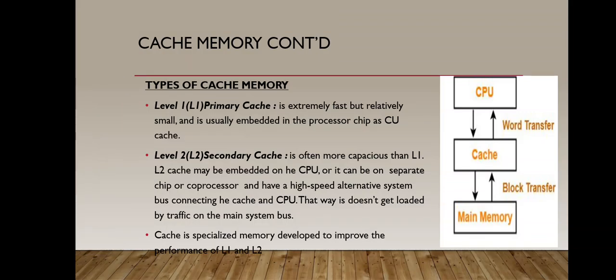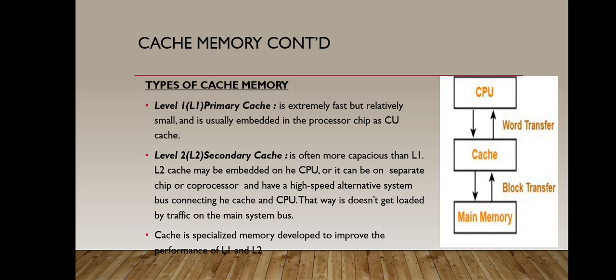Now in cache memory we have the types of cache memories, that's the levels of the cache memory. Now the level 1, which is the primary cache, or actually all the types of cache memory are used to reduce access times and latency. So with level 1, that's the primary cache, is extremely fast, but relatively small, and is usually embedded in the processor chip, also known as the control unit or the CU cache.